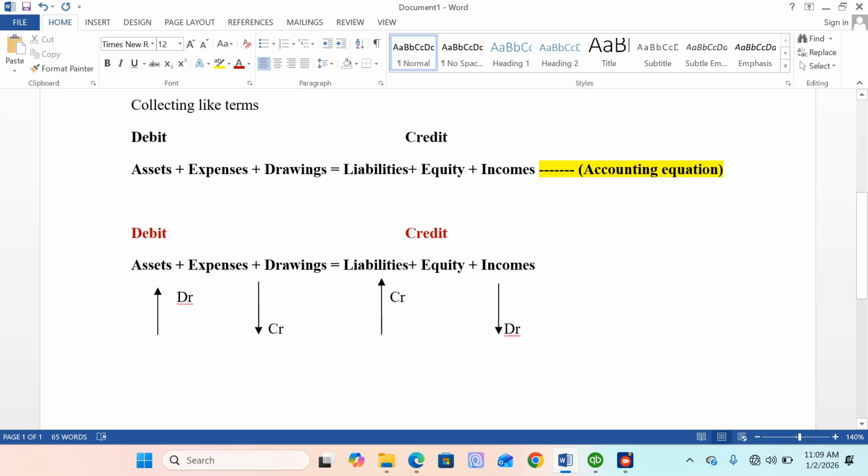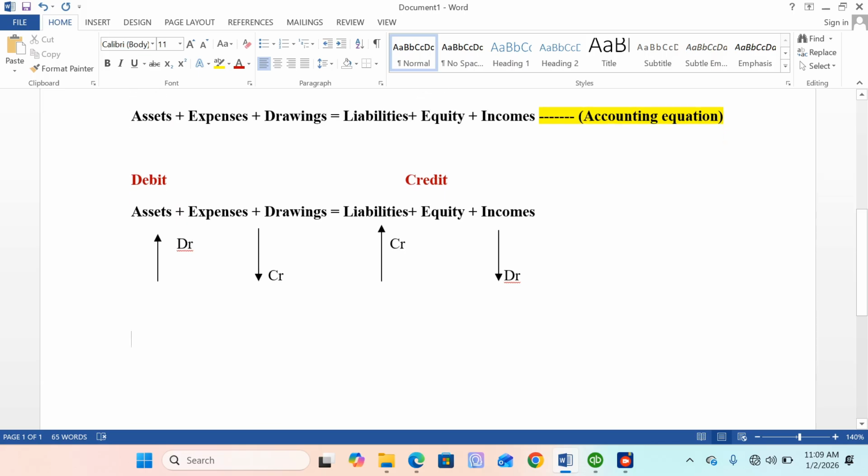Now it's up to you to understand what we call assets, what are expenses, what are drawings. Whenever you see an asset increasing, you debit. If it reduces, you credit. Let me give you an example. Cash is an asset. Motor vehicle is an asset. So what if we pick our cash in the bank and go to buy a business motor vehicle? What should be our debit and our credit?